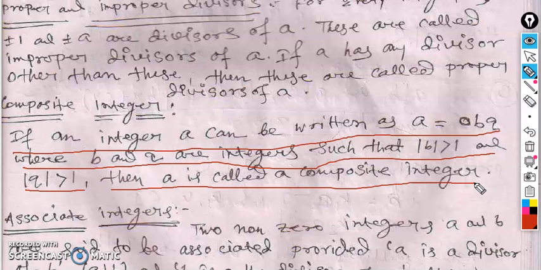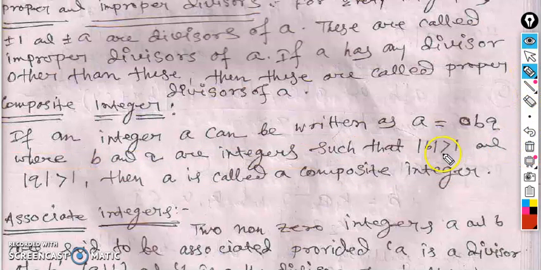The question is why we use the mod sign or the absolute sign. Because when we consider a negative number, or maybe a positive number, say 12, 12 can be written as minus 3 and minus 4.